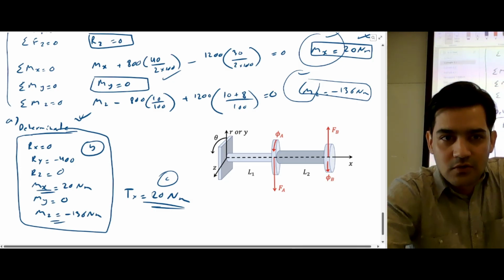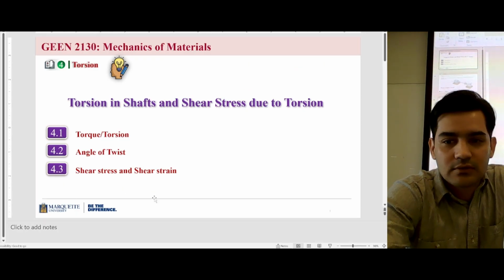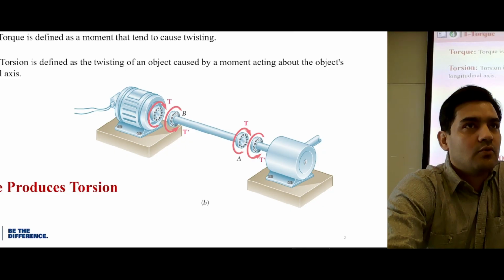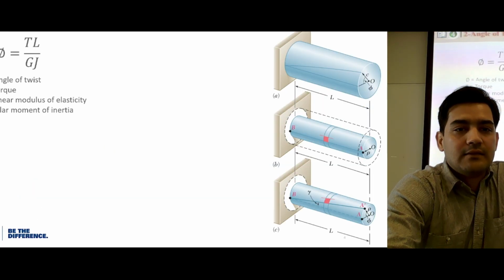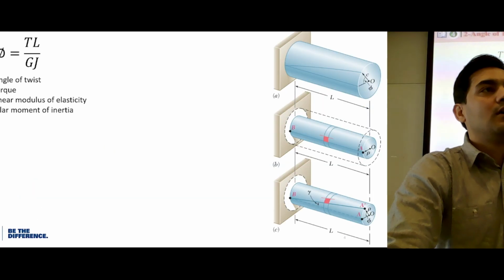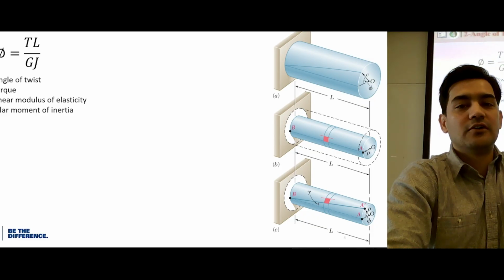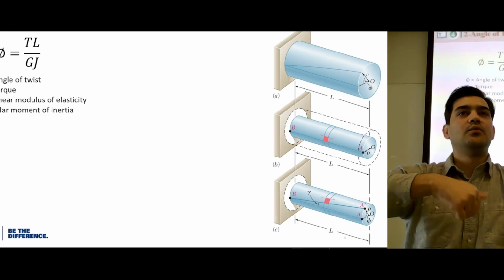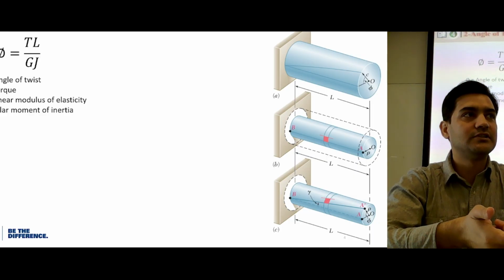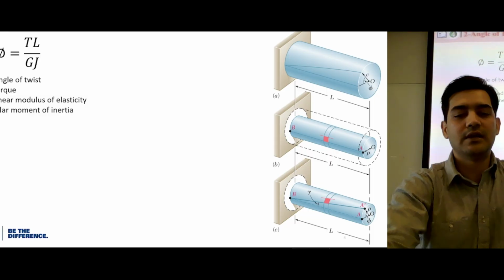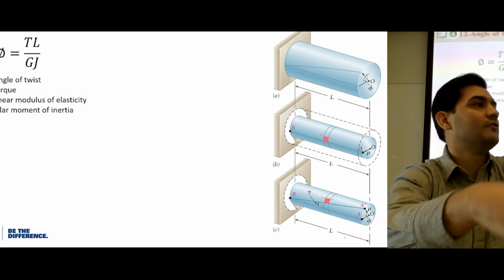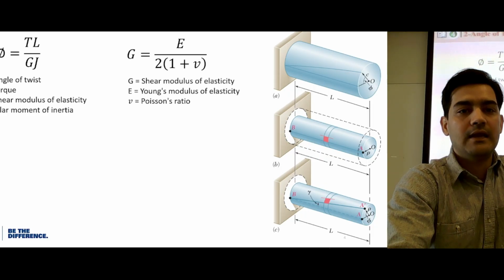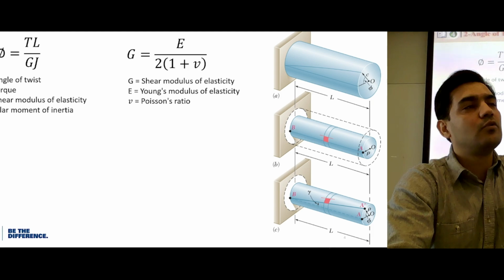All right. So this is what we were talking about last time. We know what torque is, and we know because of the torque we'll have torsion, and because of the torsion we'll have angle of twist, and we will have shear stresses and shear strains. This is how we can calculate angle of twist. So this is the formula for angle of twist, which is TL over GJ, and G is actually shear modulus of elasticity.